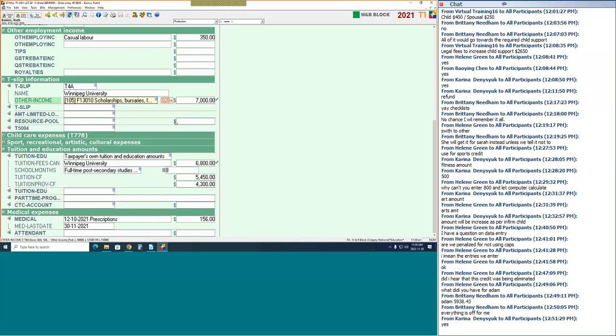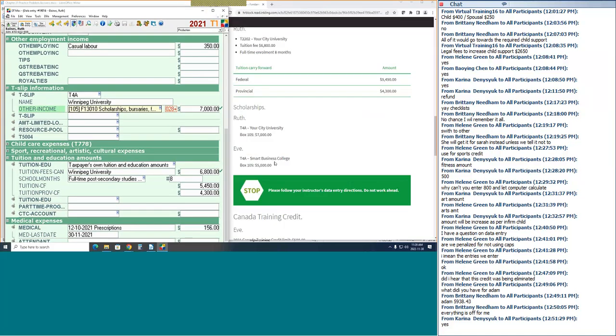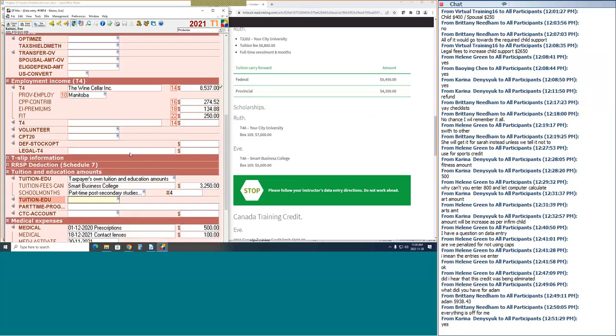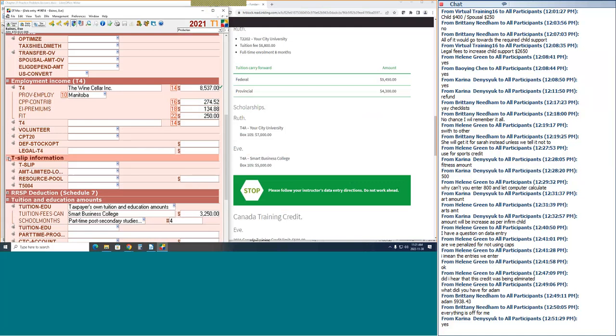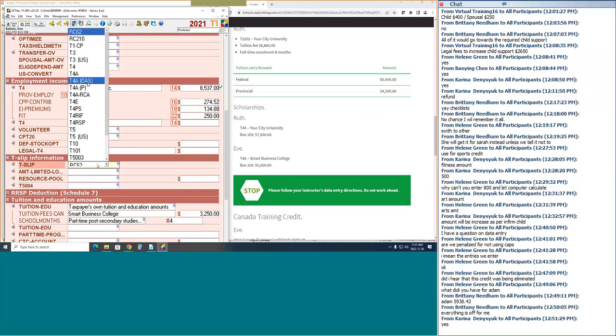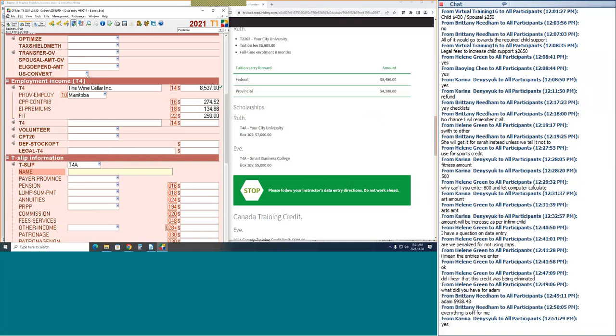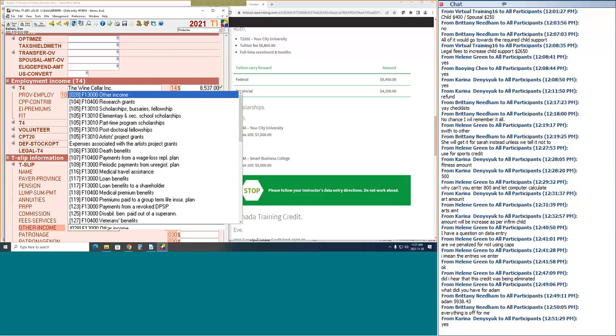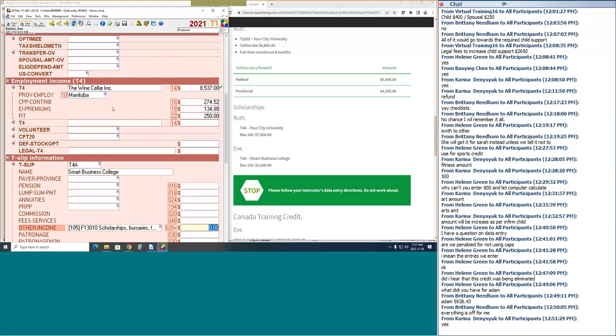Okay, we're going to do something similar now for our part-time scholarship, which is for Eve. So I want you to notice, if you remember, Eve was a part-time student and not a full-time student. Eve has also received a scholarship. So this time when we enter the scholarship, again, if I did the autofill my return, it would say Smart Business College, and then it would go in here and it would say other income is 105, and it would say 5,000.